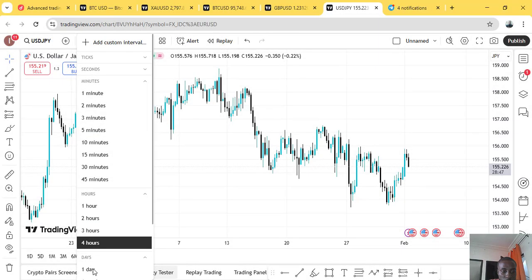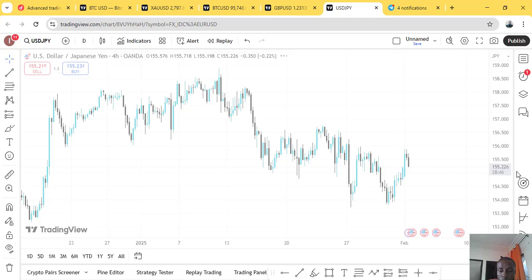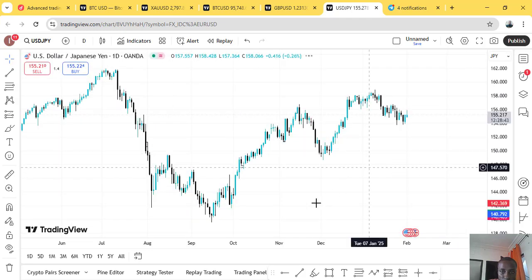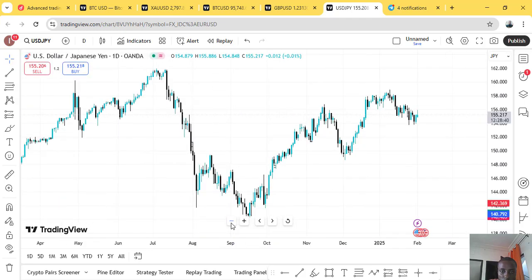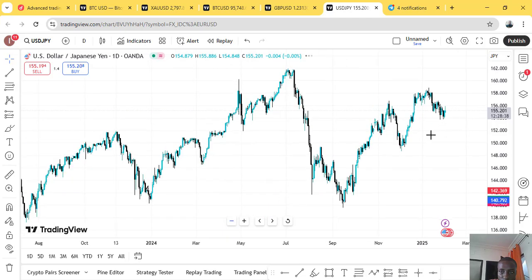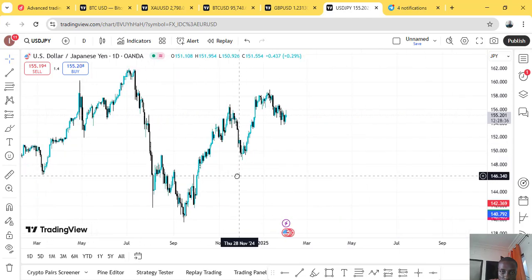Let's start with this particular RUJ. Now, to do a top-down analysis, I go to the daily time frame. As a daily trader, what I usually do is I'll mark out my key levels, right? Support and resistance levels as well.